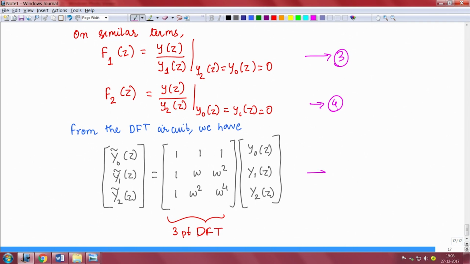So, let us label this as phi. One more thing to mention is that omega here is e power minus j 2 pi by 3. So, this basically implies omega cube equals 1 and omega 4 is nothing but omega. So, from all these equations, let us compute f0 of z, f1 of z and f2 of z.